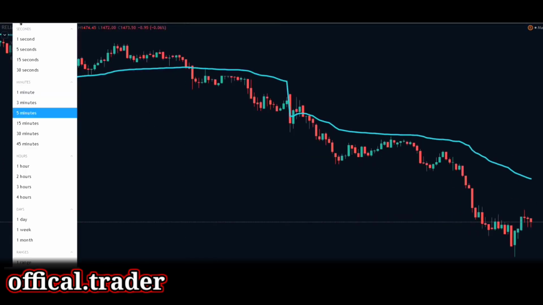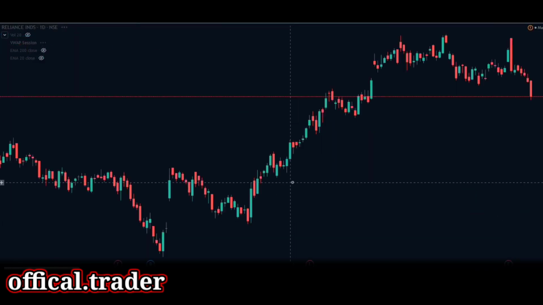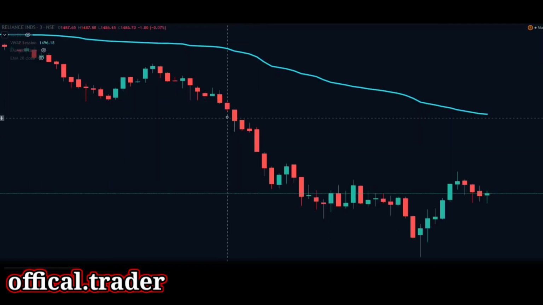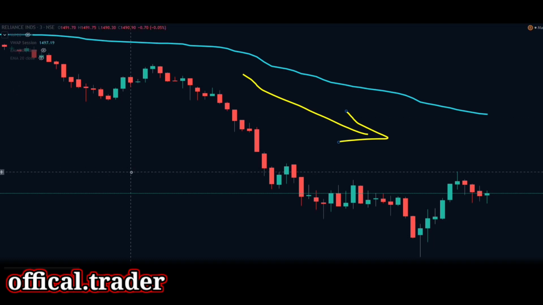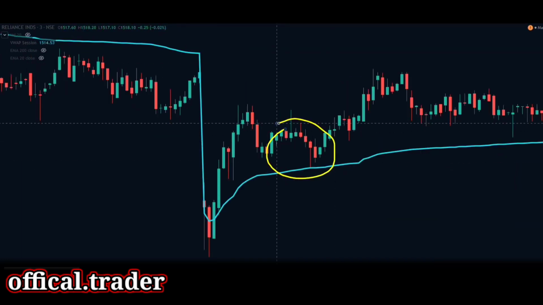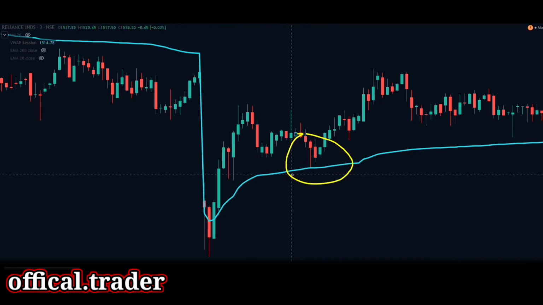Number 2. Vwap only works on intraday time frames and doesn't work on daily. Number 3. If the stock is trading above the Vwap line, it is considered an uptrend. Similarly, if the stock is trading below the Vwap, it is considered a downtrend. Number 4. Vwap line can act as a support or resistance on a trading chart.